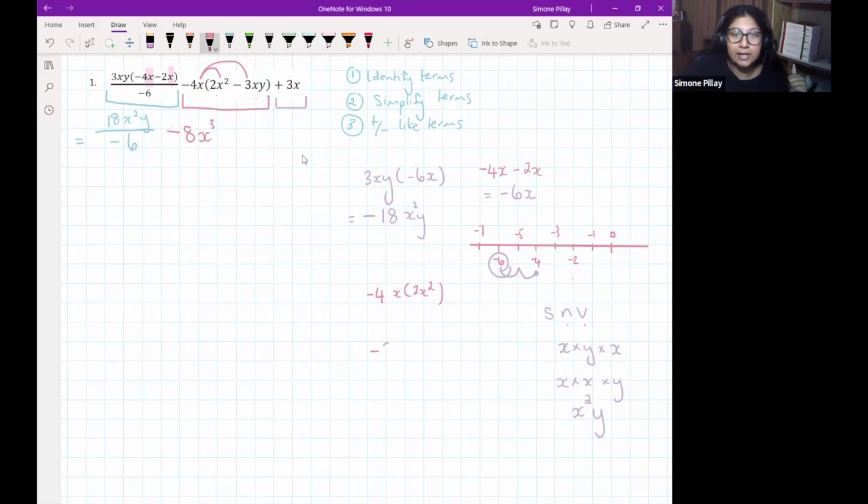My next bit is still negative 4x multiplied by negative 3xy. Let's apply SNV in our mind. Signs first. It's a negative times a negative, which is going to give me a positive answer. Let's multiply my numbers next. 4 times 3 is going to give me 12. Let's multiply my variables next. It's x times y, which is basically the same thing as what we had there. It's going to be x squared times y, which is just x squared y. And so this is going to be positive 12 x squared y over there.